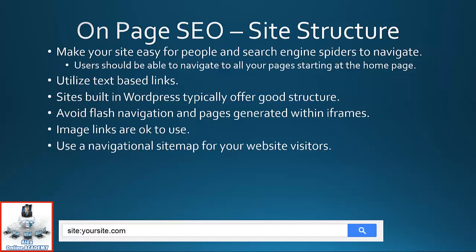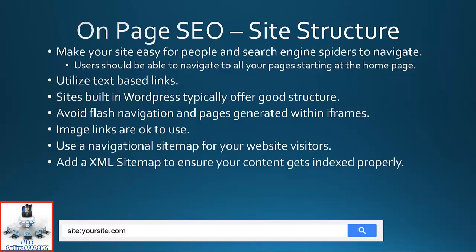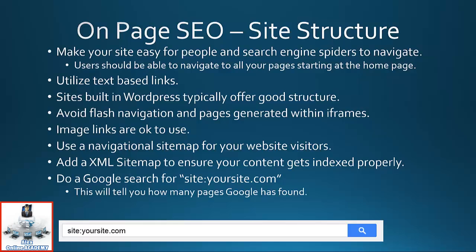Use a navigational sitemap for your website visitors. Add an XML sitemap to ensure your content gets indexed properly, especially if you're using WordPress. You could use a plugin like the WordPress XML plugin. Do a Google search for site:"yoursite.com". This works if you're looking up the title tags like we've already mentioned previously, and also for your site structure if you're trying to get an idea as to how the search engines are finding your site. Are the search engines indexing all your pages of content or just some of them? And you want to keep that in mind.